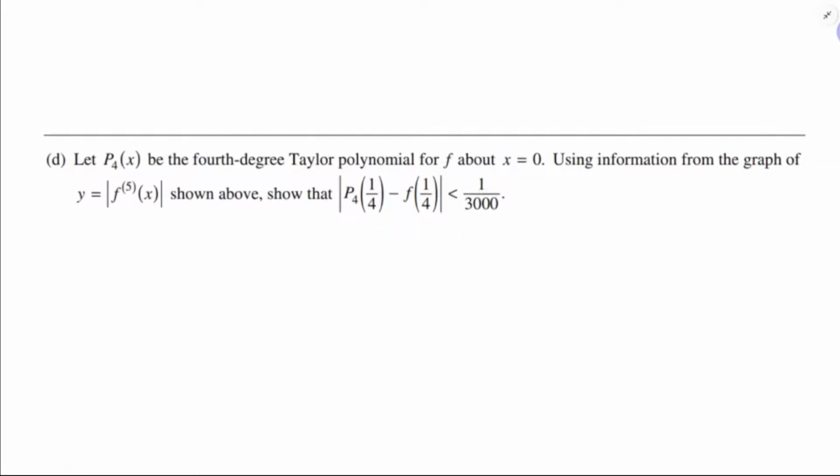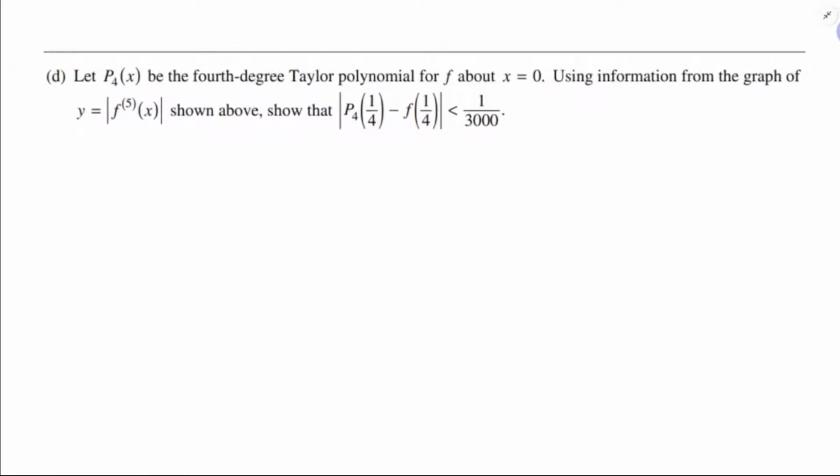Now the last one, there's the Lagrange error bound question. Notice they did not give us the words Lagrange error bound, but they did give us a picture of the absolute value of a higher order derivative, and I think that's clue enough, personally. Now what I'm going to do is say, using the information, show that this, with a 4th degree Taylor polynomial, so n equals 4, then it's centered at x equals 0, so c equals 0, and we're approximating the value of f of 1/4, so x0 equals 1/4.